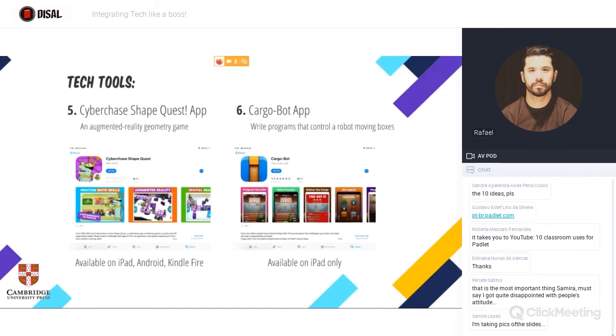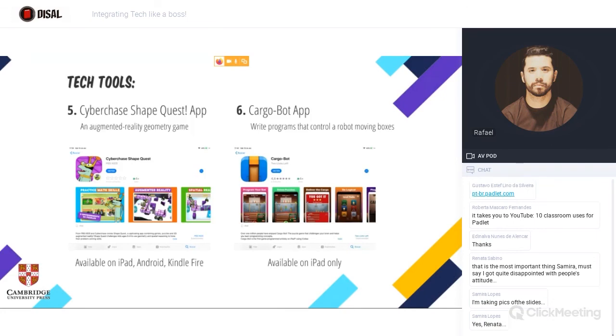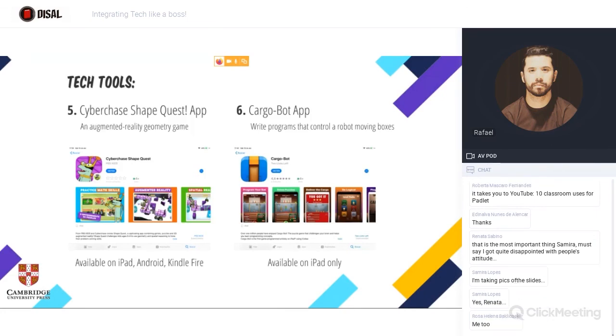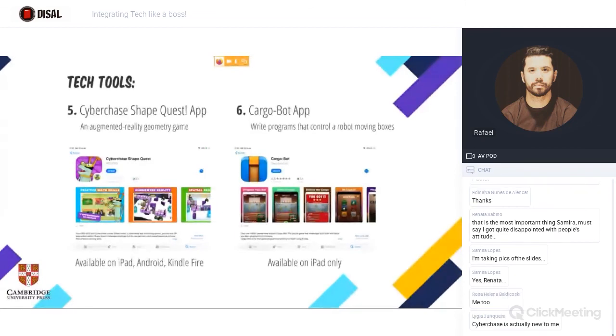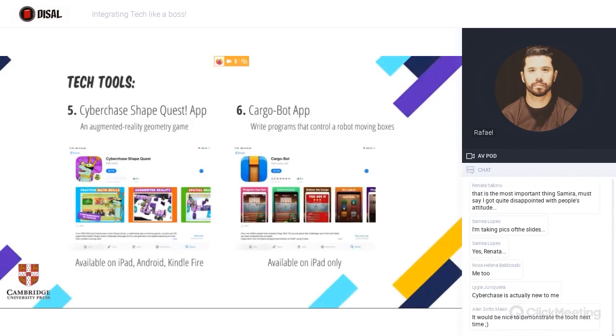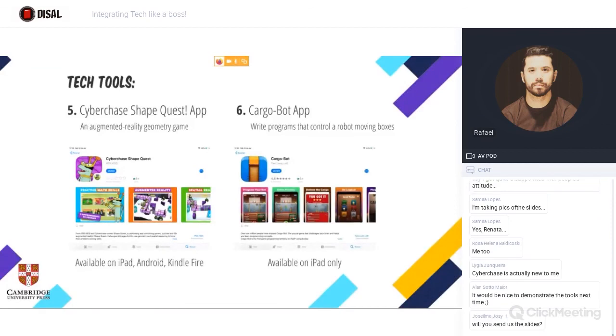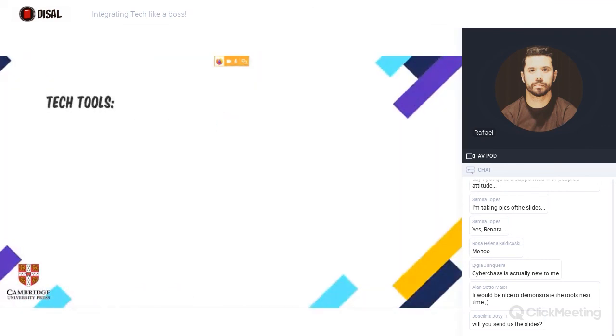Students are asked to learn some programming concepts using Cargo Bot. In my opinion, this is a very good introduction for when, later in their lives, they will have to write their own programs using tools like Codeacademy or Scratch. I know lots of schools use Scratch for programming, so Cargo Bot could be another possibility as an introduction. This is only available on iPad.